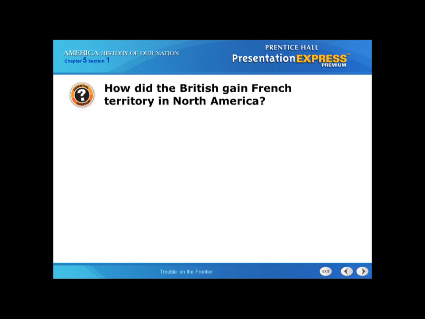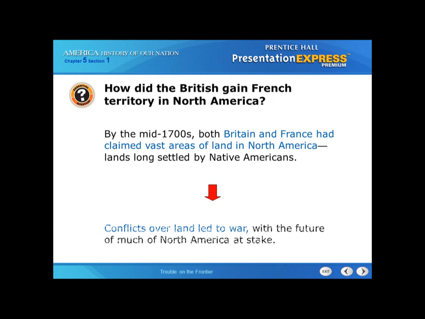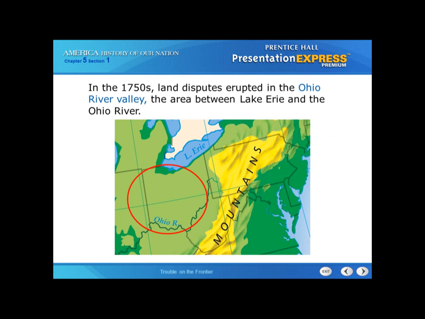Okay, how did the British gain French territory in North America? By the mid-1700s, both Britain and France had claimed vast areas of land in North America, lands long settled by natives. Conflicts over land led to war, with the future of much of North America at stake. So if you look at the circled part, this is primarily the contested land. And this is called the Ohio River Valley. Again, right beneath Lake Erie and north of the Ohio River.